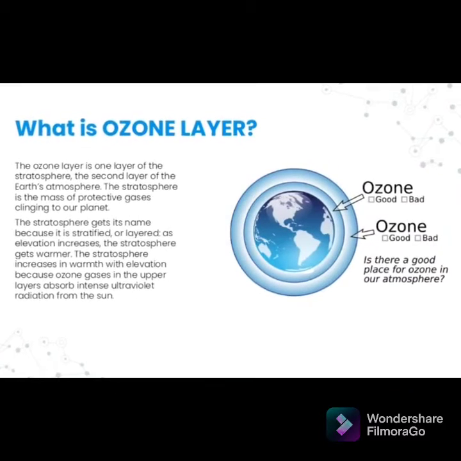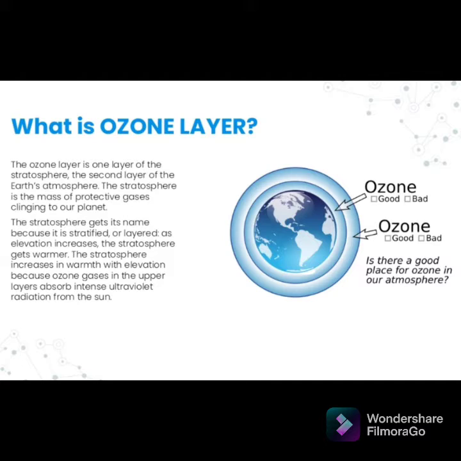Ozone layer. What is the ozone layer? The ozone layer is a layer in the lower portion of the Earth's atmosphere, the stratosphere, with a high concentration of ozone gas. The stratosphere gets its name because it is stratified, or layered. As elevation increases, the stratosphere gets warmer. The stratosphere increases in warmth with elevation because ozone gas in the upper layer can absorb around 97 to 99% of intense ultraviolet radiation from the sun.